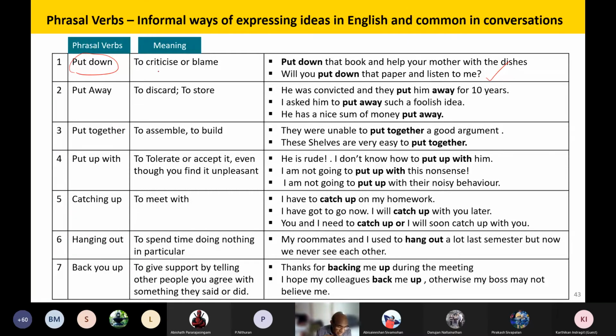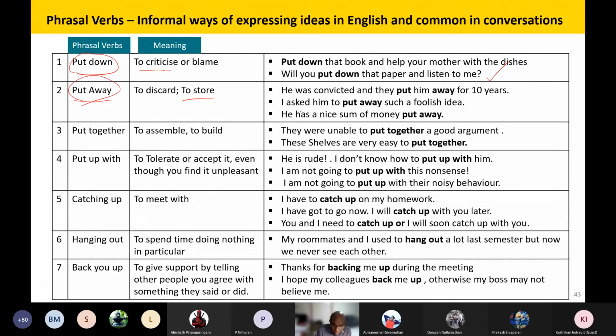And the meaning is, criticize somebody or say, don't do it. It's, in this case, put down. Similarly, put away. That means you throw it away. So you could say, can you put away that rubbish? Can you put away the rubbish? So that means throw it away, the rubbish. So that's the type of English you will come across, put away.